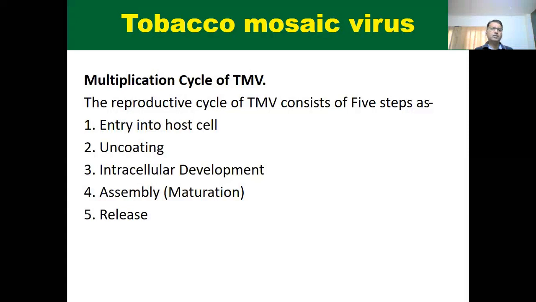Here, what happens during the multiplication of this TMV? The nucleic acid, that is RNA, multiplies and forms its multiple copies. Along with that, for the final assembly of virus, a protein coat is necessary. So the protein coat needs to be prepared or synthesized there inside the host cell. So nucleic acid is there and protein is also there.